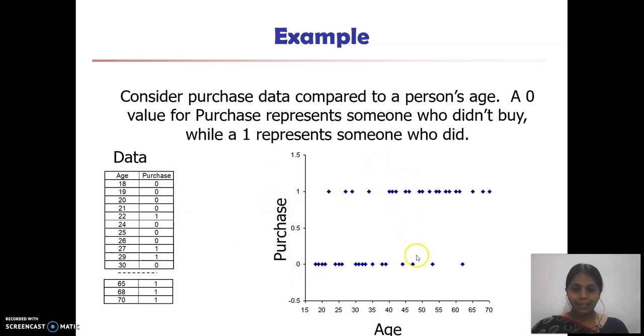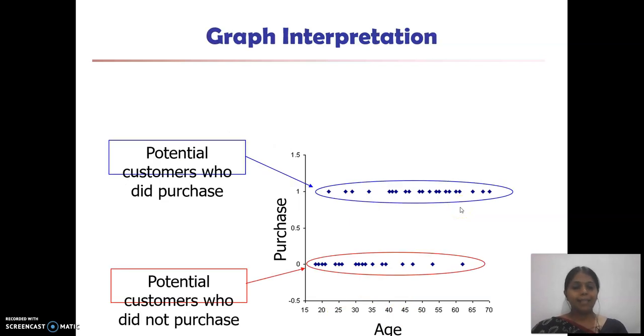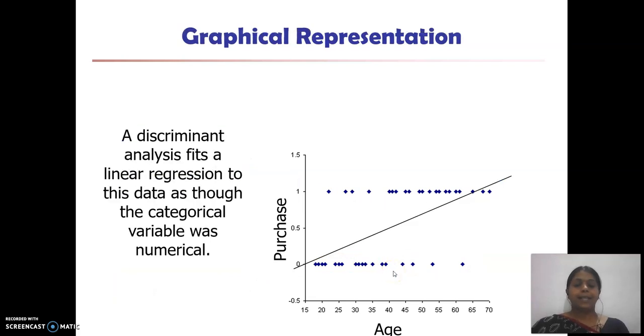If we try to understand the data first from the plot, there are observations with ages that did not purchase and observations with ages that purchased. The discriminant line can be like this. The potential customers who made the purchase are here, and the potential customers who did not purchase are here. The discriminant line can be drawn in this way. Here, the discriminant analysis fits a linear regression to this data, where the categorical variable is numerical, that is 0 or 1.